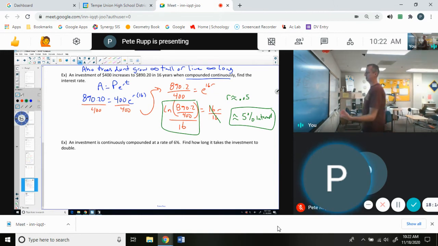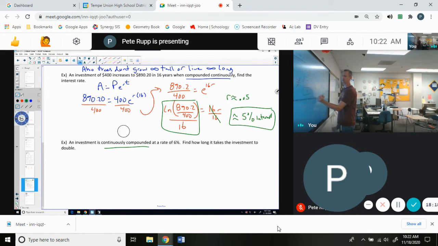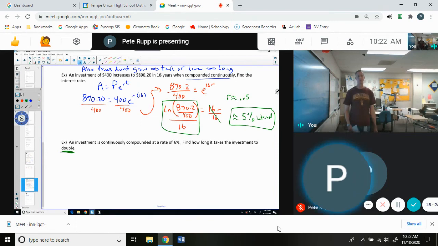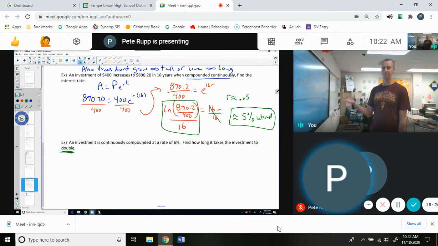A couple key things, I guess. Continuously compounded, so we need to use that same formula. We talked about that previously. This is the important part for this problem: how long does it take for it to double? Some students are going to get confused because they think there's not enough numbers here. So there's a couple things you could do, okay?